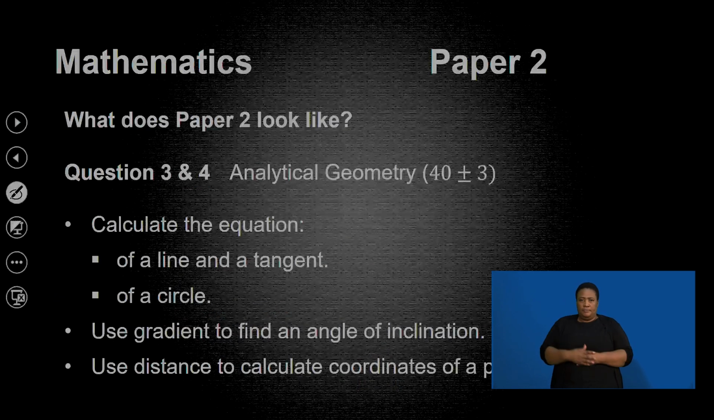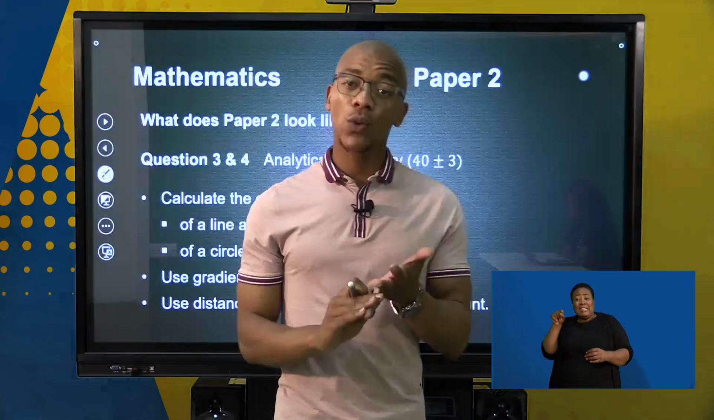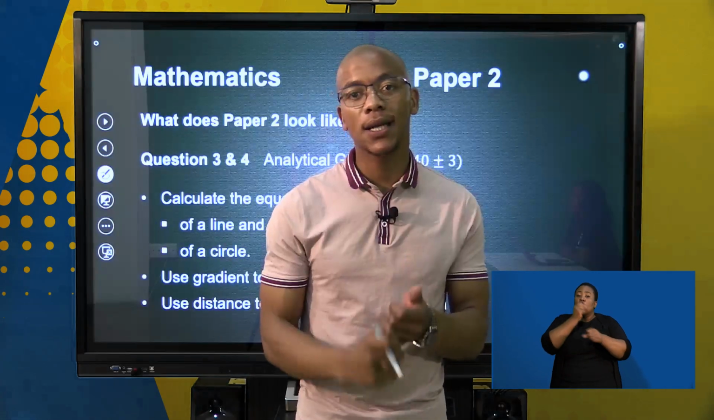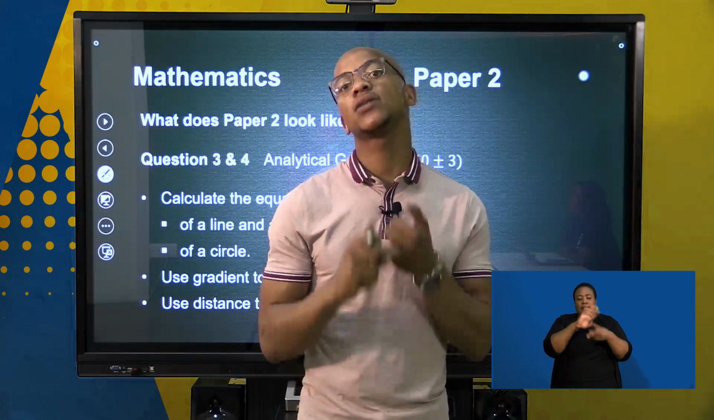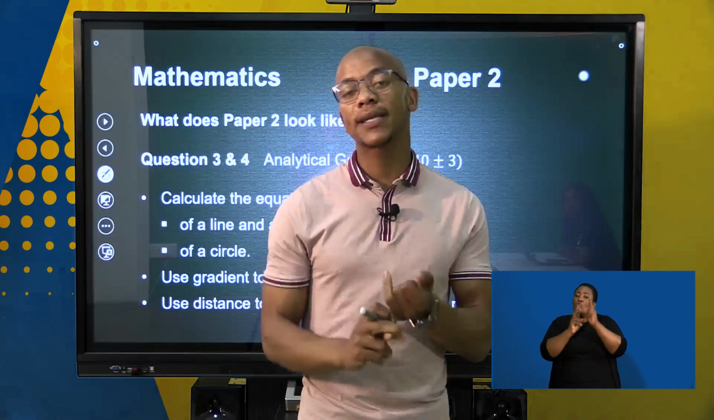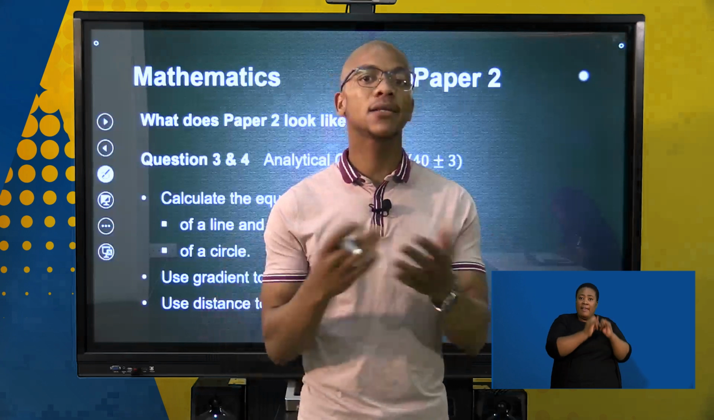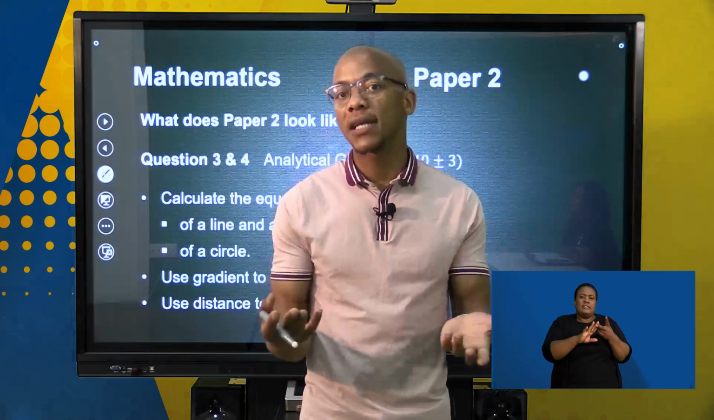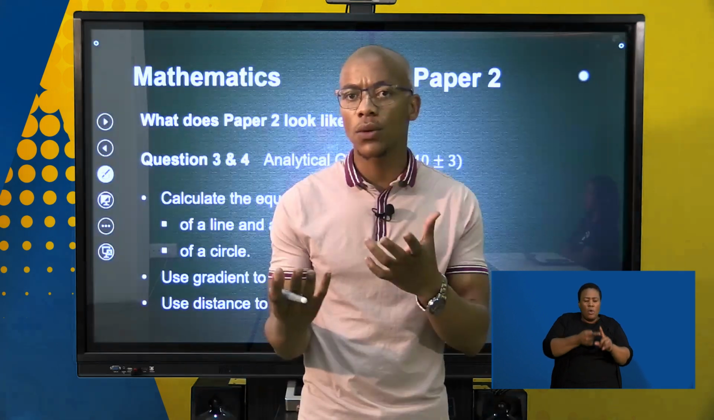And then question 3 and 4 will be analytical geometry. With analytical geometry, guys, there are always 2 questions. The first one is your grade 11 analytical geometry. The second question is your grade 12 analytical geometry. Grade 11 will be your distance, midpoint, gradient, equation of a line, and angle of inclination. Those are the things you need to know there.